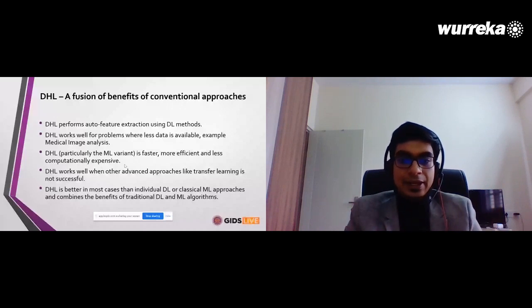And at the same time, a typical deep hybrid learning algorithm, especially if we talk about the machine learning variant, is much faster, more efficient, and less computationally expensive than a classical or conventional deep learning algorithm.